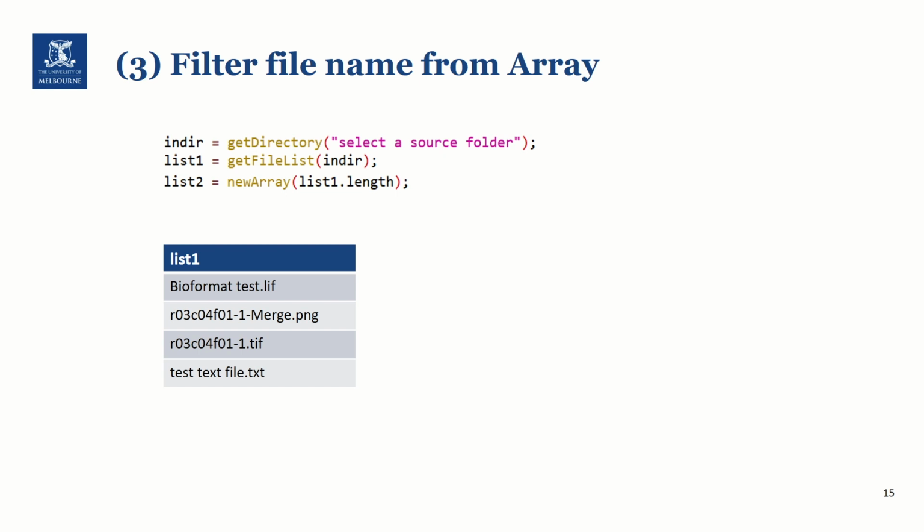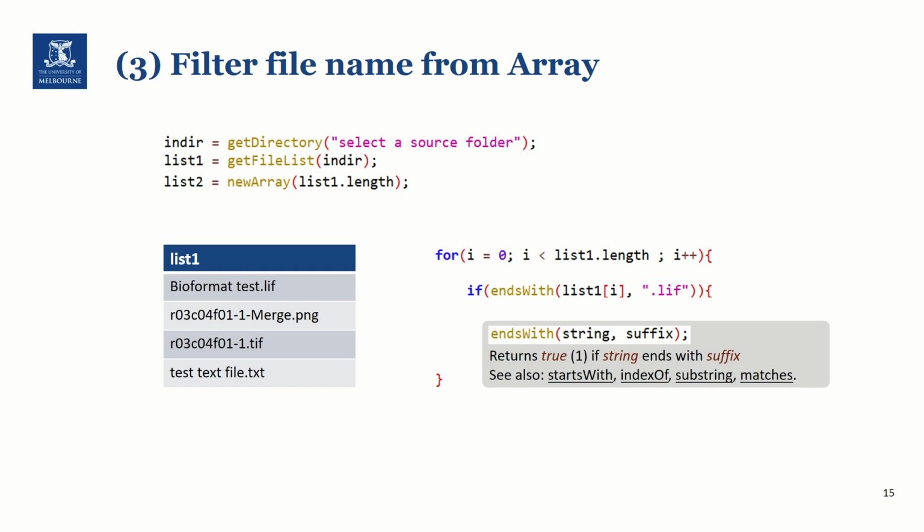So what we are going to do now is run a for loop for the length of our array and inspect each element in the list1 array. So the for loop can be written this way, and in there we can check if each element is ending with .lif text using the endsWith function. This endsWith function will return true if the string inside the bracket ends with the suffix we put there.